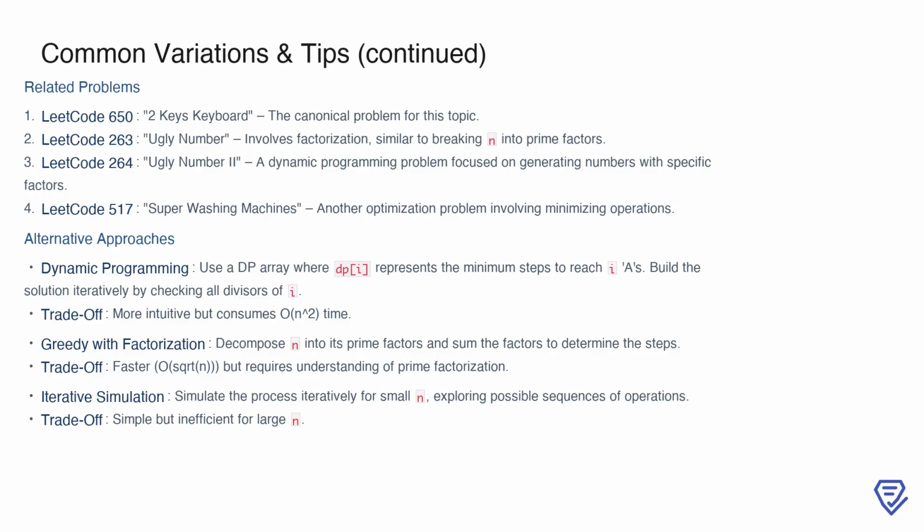There are also alternative approaches to solving the 2 Keys Keyboard problem. A dynamic programming method involves creating a DP array where each element represents the minimum steps needed to reach that number of A's. This approach is intuitive but has a time complexity of n squared. Alternatively, a greedy approach uses factorization, summing the prime factors of n to calculate the steps. This method is faster, with a complexity of O(n), but requires an understanding of prime factorization. Finally, iterative simulation can be used for small values of n by exploring possible sequences of operations. While simple, this method is inefficient for larger inputs due to its exhaustive nature.